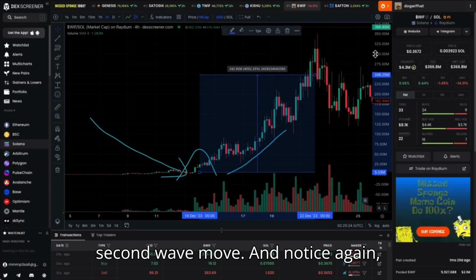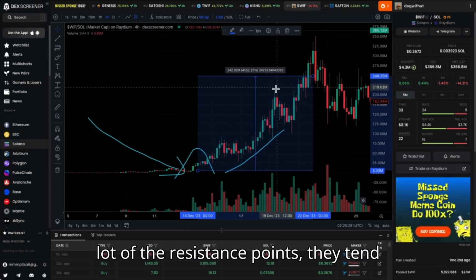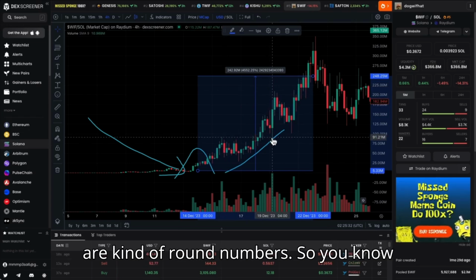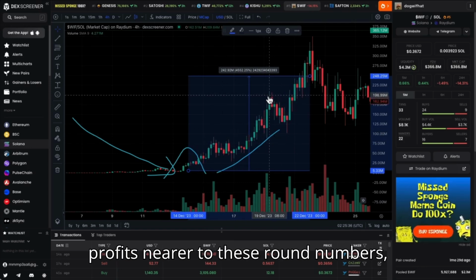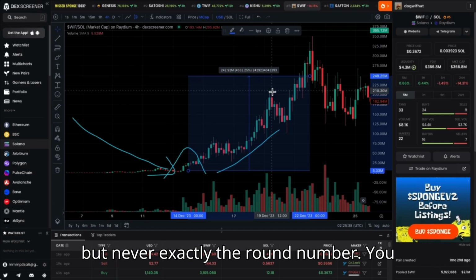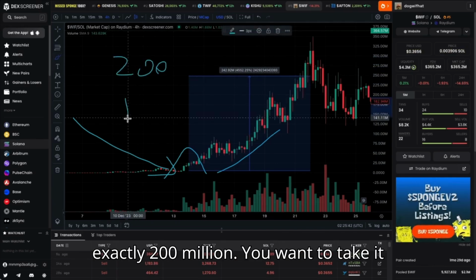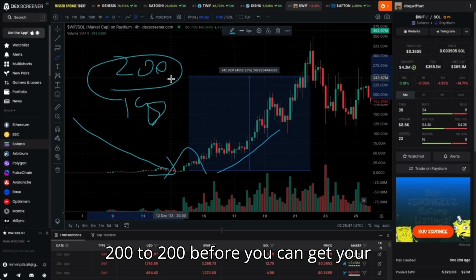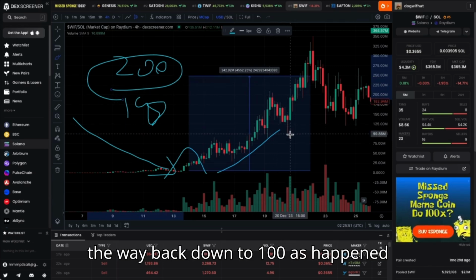And notice again, as you look through, you'll see that a lot of the resistance points, 200 million here, 100 million here, are kind of round numbers. So you know your targets as well. You can take profits nearer to these round numbers, but never exactly the round number. You don't want to take profit at exactly 200 million. You want to take it at 198, because the price might spike to 200 before you can get your sell order in, and then it will tank all the way back down to 100.